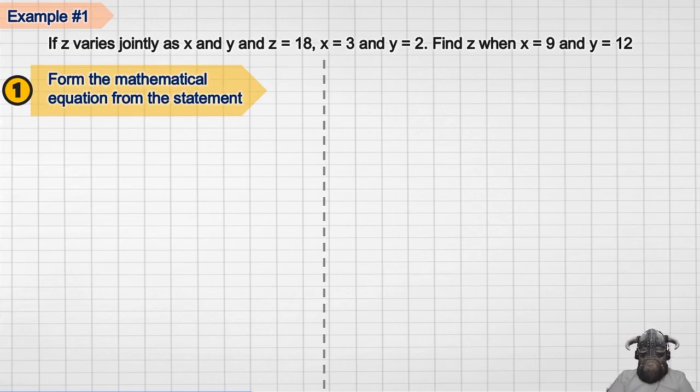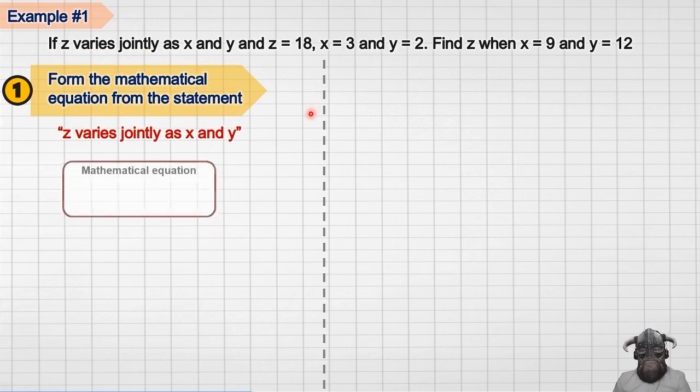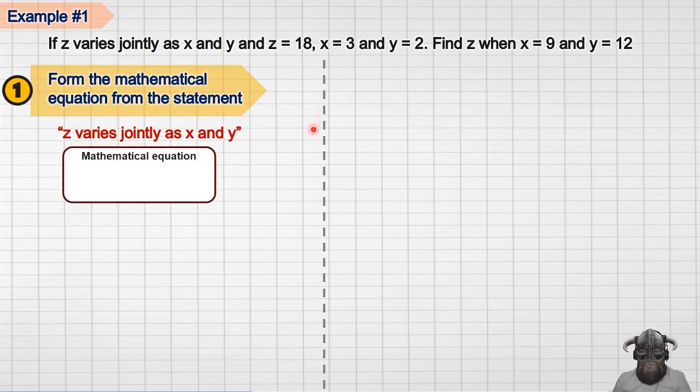So step number 1, you have to form the mathematical equation from the statement. So ang statement natin dito ay ito. So z varies jointly as x and y. So from that, let's try to interpret that one using our mathematical equation. So ganito lang din yung ginagawa natin kanina sa pag-translate. So we have z varies jointly as x and y. So this will be z is equal to kxy. So wag mong kakalimutan yung k. Laging nandyan yan basta ang topic natin ay variation. So ganyan siya kung paano interpret.